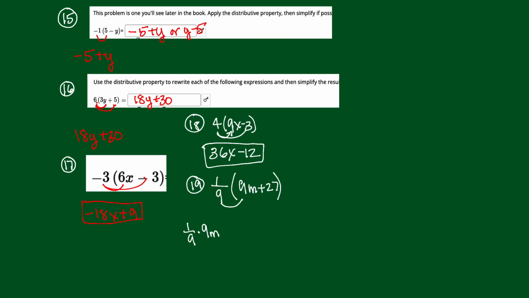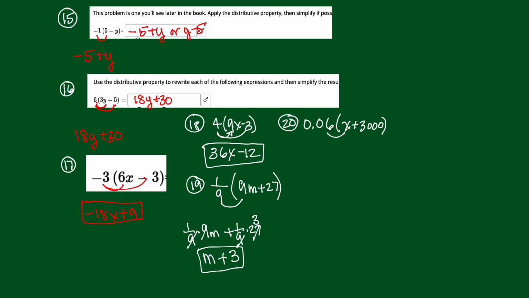then the 1/9 times the 27, so it's going to be positive 1/9 times positive 27 is positive 1/9 times 27, and then 9 into 9 is 1, so I'm just left with 1m, or just m, plus 9 into 27 is 3, so I'm left with 1 times 3, which is 3. That's it.